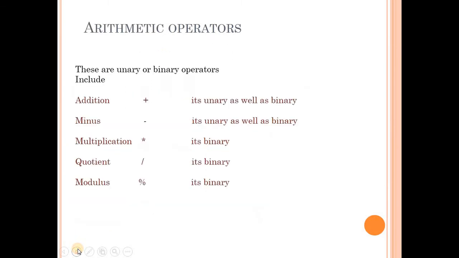Now coming to the arithmetic operators. Generally arithmetic operators are addition, subtraction, multiplication, getting the quotient, and modulus. The operators here are plus, minus, into, division, and modulus, which is the percent sign. Plus acts as a unary operator as well as a binary operator. Minus also acts as unary as well as binary, that is, it can have one operand or two operands. Asterisk is for multiplication and is binary, that is, you need two operands. Division also needs two operands, that gives the quotient. Modulus also needs two operands.